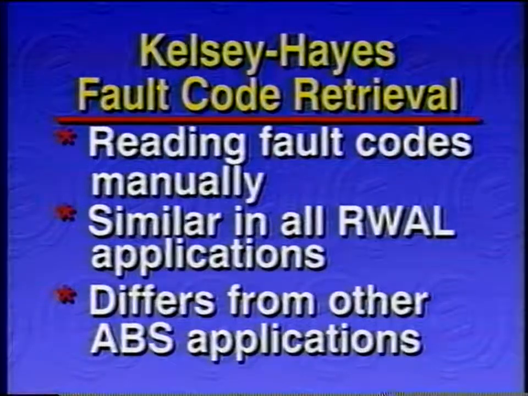Now, the flash code sequence for Ford, GM, and Dodge, as well as import truck rear-wheel ABS systems, is the same for all applications. But it does differ from the sequences used on other ABS applications, so pay close attention as we demonstrate it. The difference is the way in which the flashes are counted. Start counting from the last long flash. That's 1. Then add the short flashes that follow. The total is the corresponding fault code.